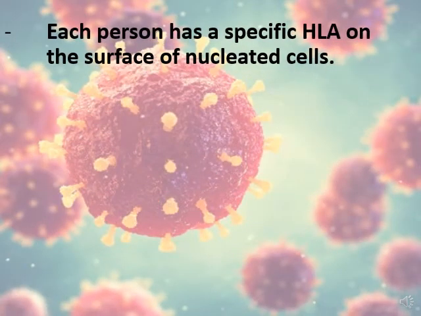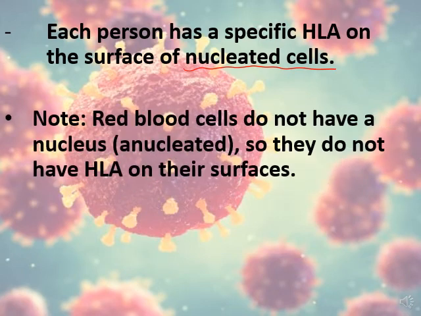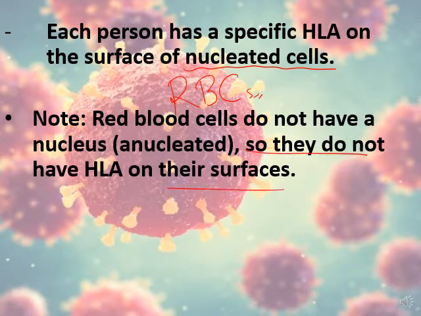Move now. Some notes about the HLA. Each person has a specific HLA on the surface of nucleated cells, the cells that have a nucleus. But wait a moment, we have special types of cells that don't have a nucleus inside our body. What do we call them? They are the red blood cells. The RBCs, red blood cells, don't have a nucleus, so they don't have HLA.